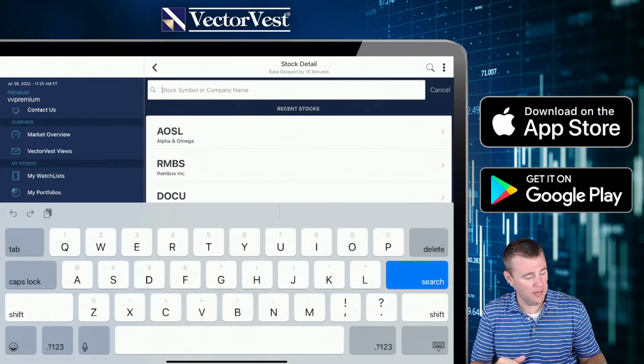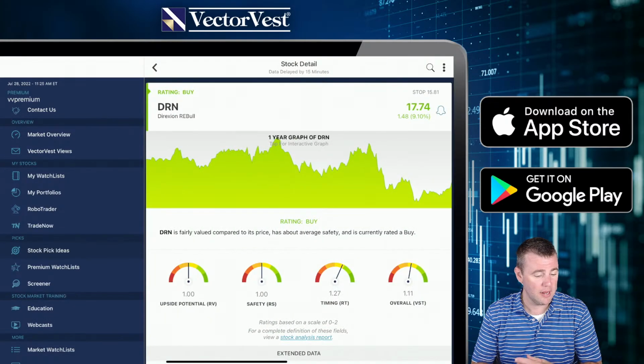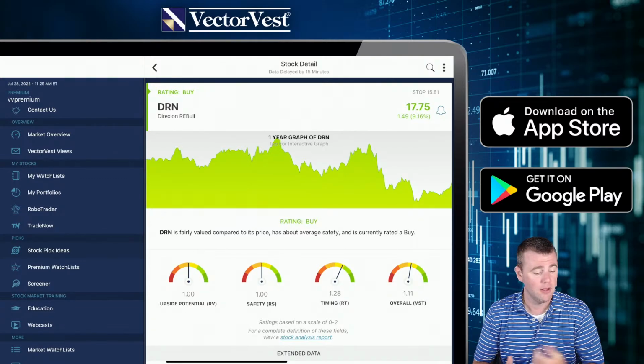Let's see, DRN. So the real estate bull ETF. With an ETF, as always, the RV and RS are always going to be pegged at 1. They don't have financial statements, therefore, all you need to focus on is the RT. At 1.28, it's in a steady uptrend, so therefore, it is favorable at the time.